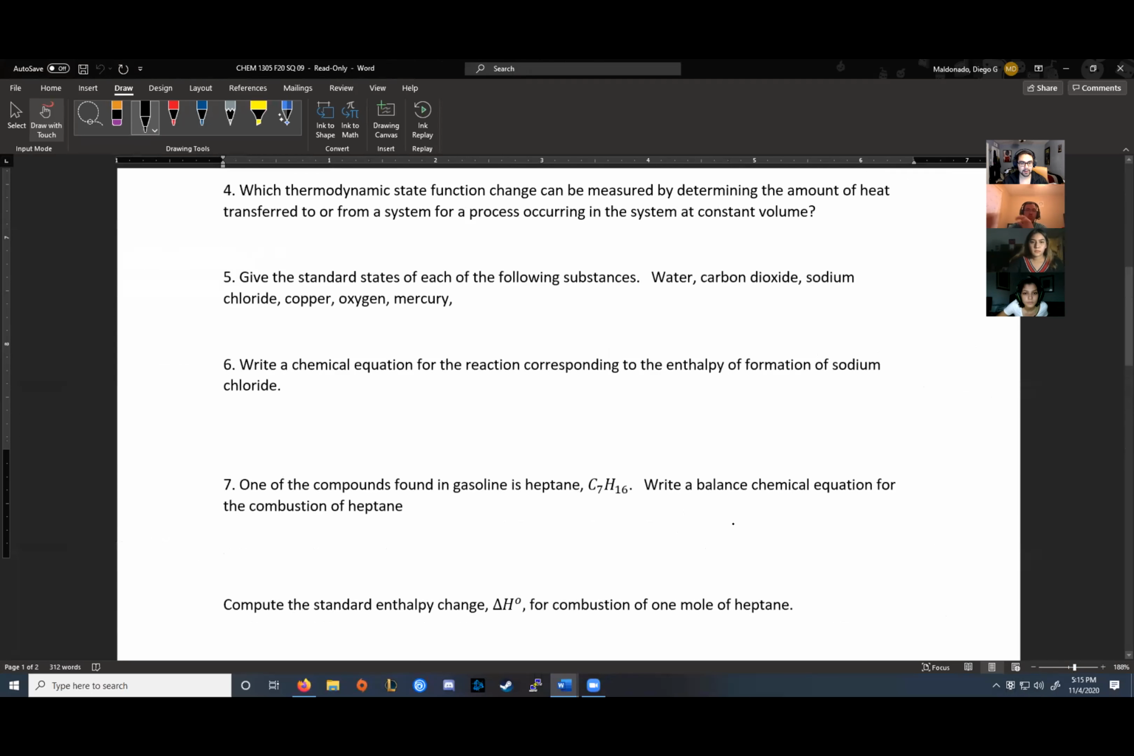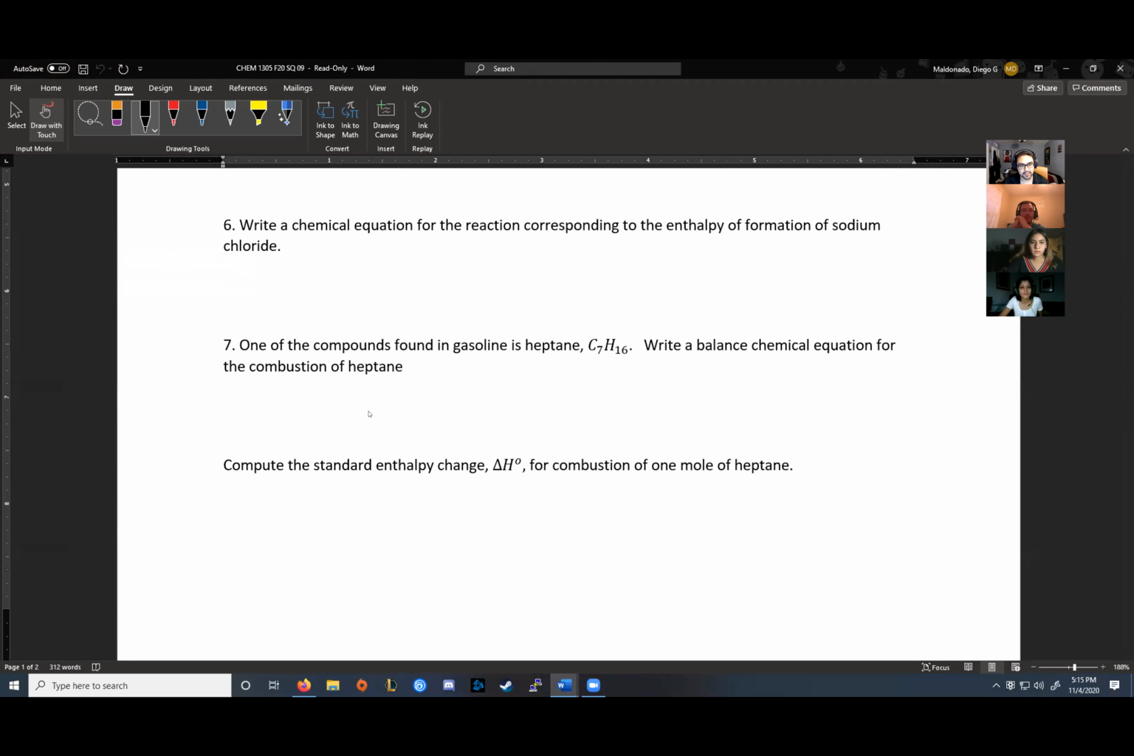Okay, there we go. All right, so right now we just did this equation: C7H16 plus O2 yields CO2 plus H2O. Now, the next portion is to calculate the standard enthalpy change, which is delta H, of combustion of 1 mole of heptane.